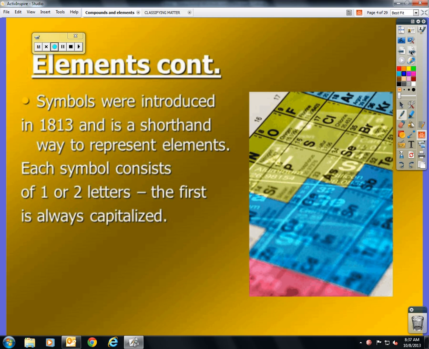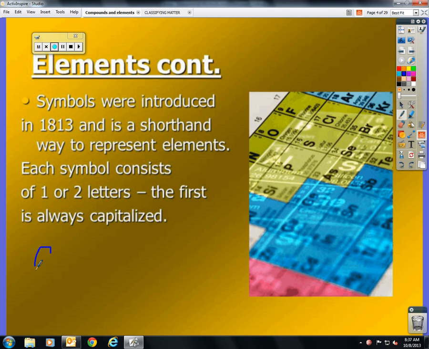Symbols were introduced in 1813. This is just a short way for the chemists to write the symbols. When you have to write out your whole experiment and the whole reaction, it's a lot easier than having to write the whole name. Each symbol consists of one or two letters, and the first letter is always capitalized.